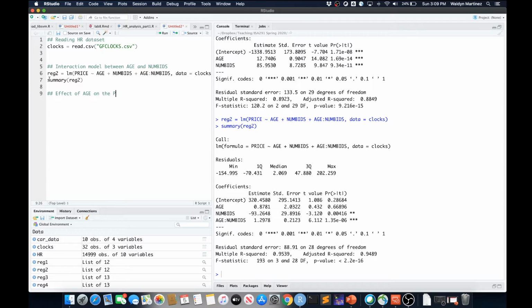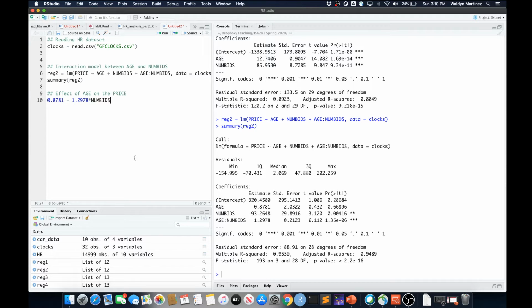So let's talk about the effect of age now on the price. The effect of age is no longer 0.87, so we can't really say that as age increases by 1 year, the average price increases by 87 cents. That is no longer true. We saw before that it was about $12 or something like that. But now it depends on the number of bidders. So really the effect is a linear piece of age, plus 1.2978 multiplied by the number of bidders.